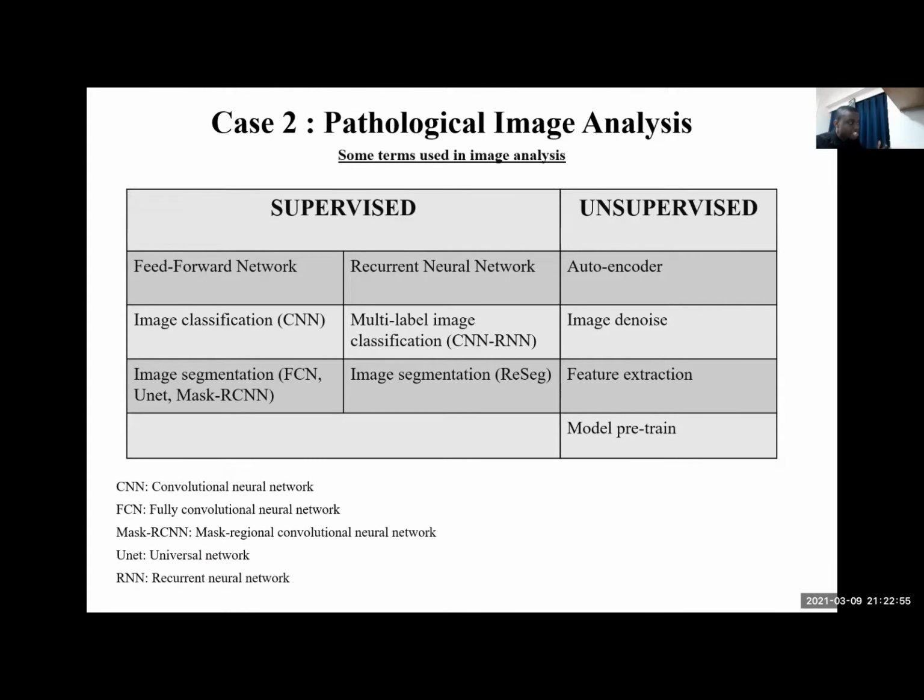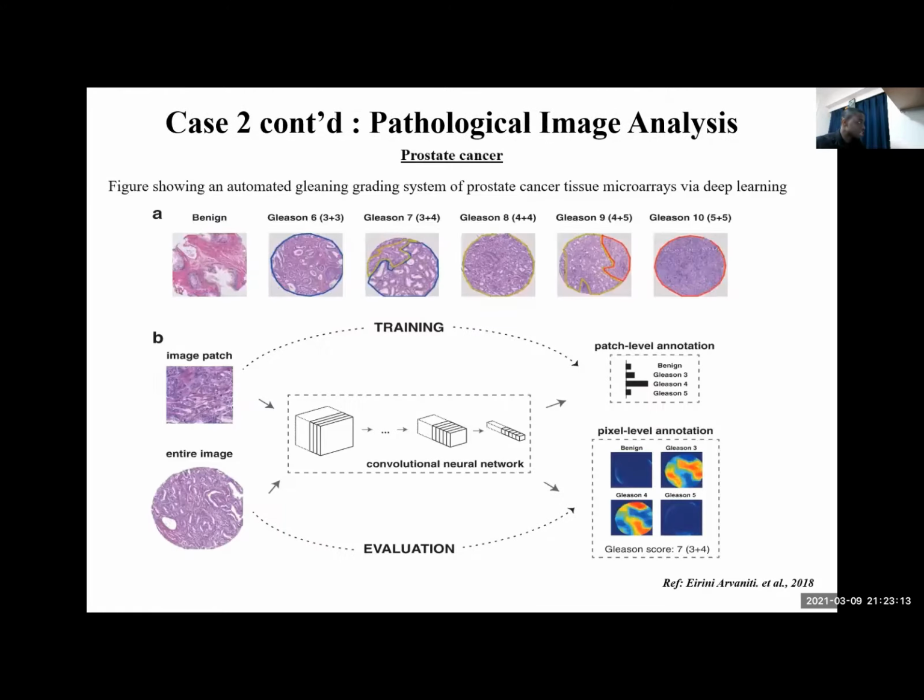Another case is pathological image analysis. I think there is an intersection between AI and cancer pathology, and that is called digital pathology. This is basically using machine learning algorithms to understand, create or reconstruct images. And these are some of the nomenclatures that are used. But let me go to the application in this slide.